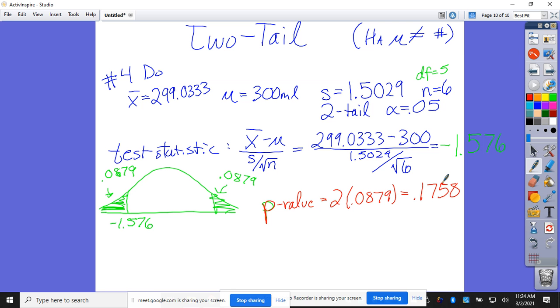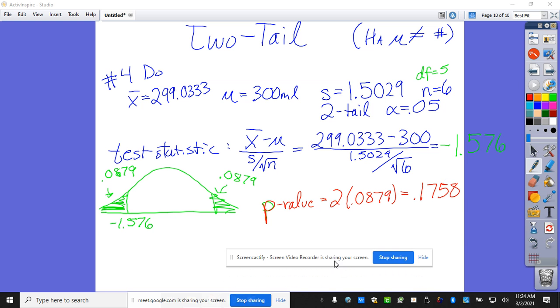Your homework is number 2 and number 3 from that worksheet.